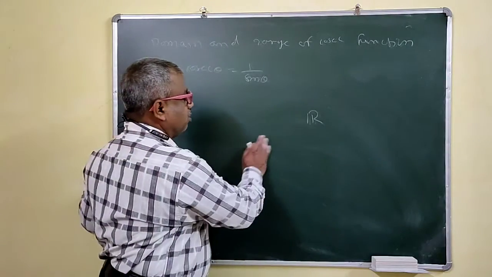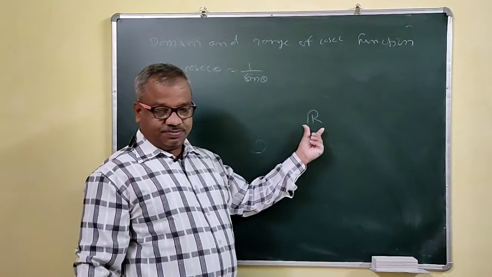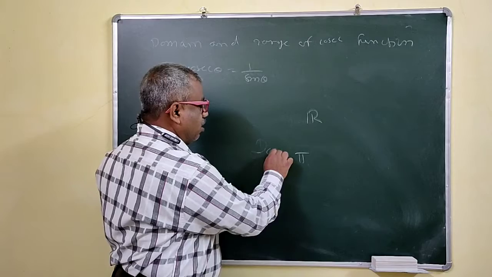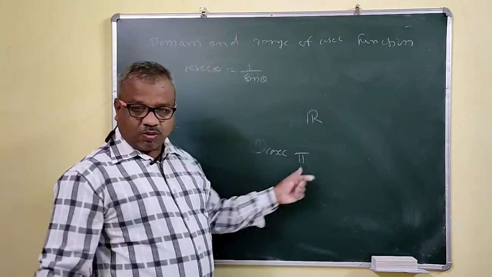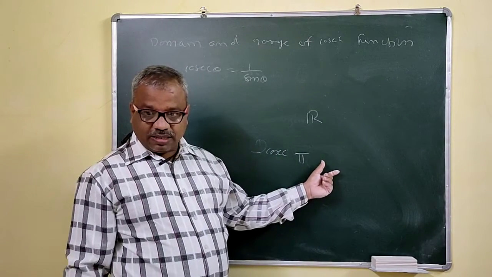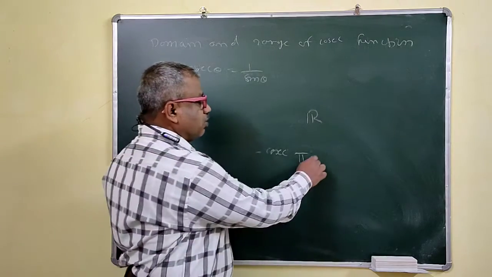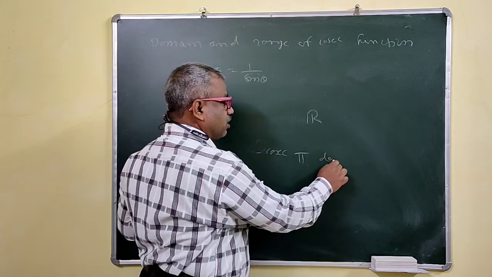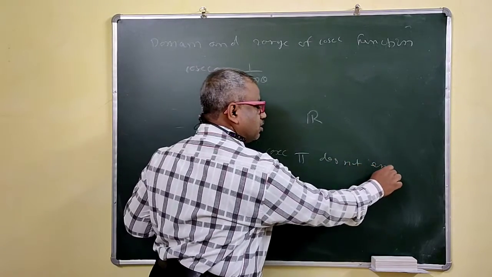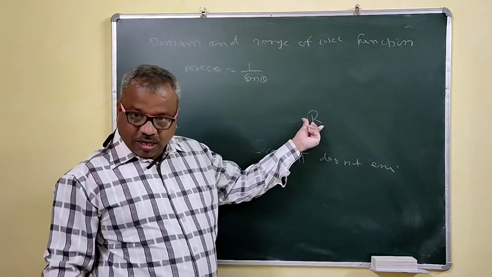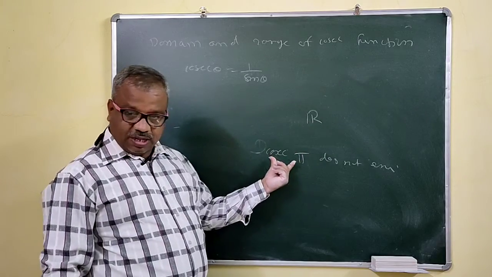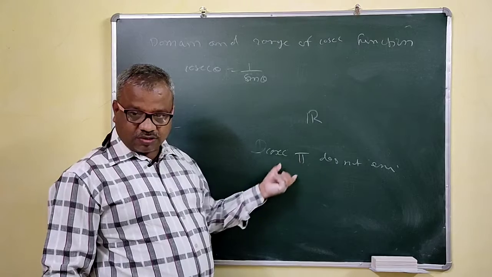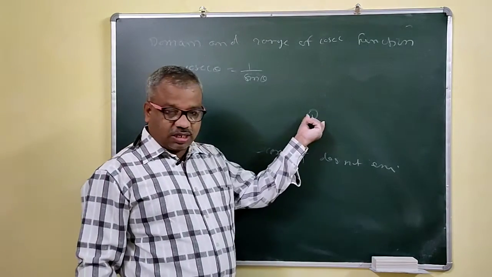Now, if you consider the domain as R, see pi. What is cosec pi? Cosec pi is 1 upon sin pi. But sin pi is 0. So this does not exist. That means pi should not be in the domain of this function. You have to exclude that. That means you have to puncture the set.